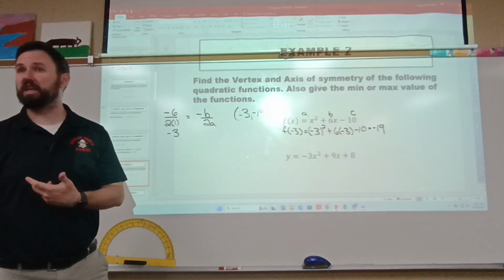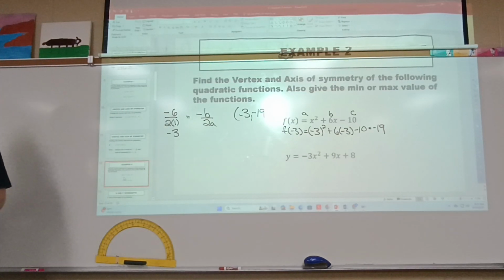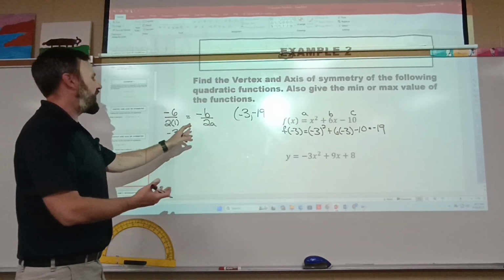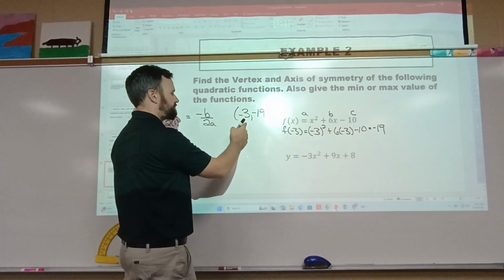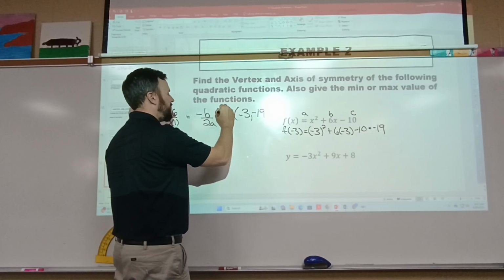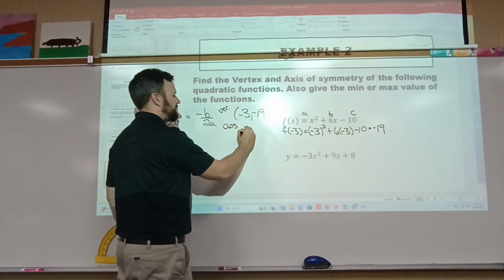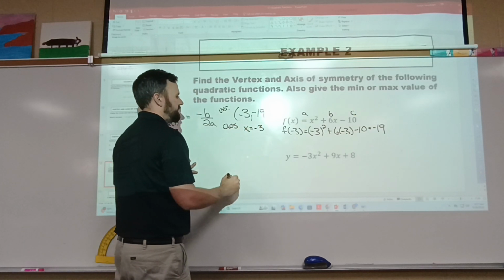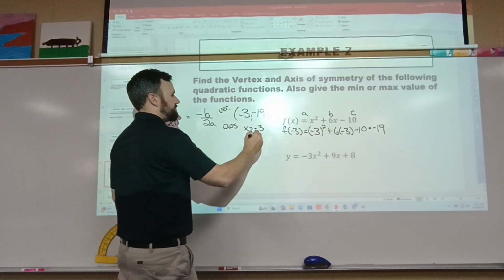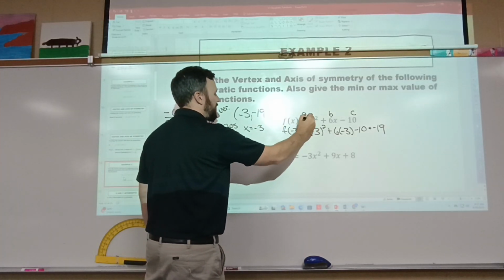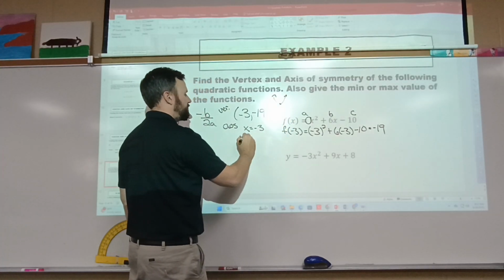Remember we did an average rate of change? I'm getting you guys ready for that final in like 9 weeks. Plug your x in to get your y values. So that's my vertex. So what's my axis of symmetry? The x equals negative 3. And is that going to be a max or a min? That's a positive from my x squared, so it'd be a min.